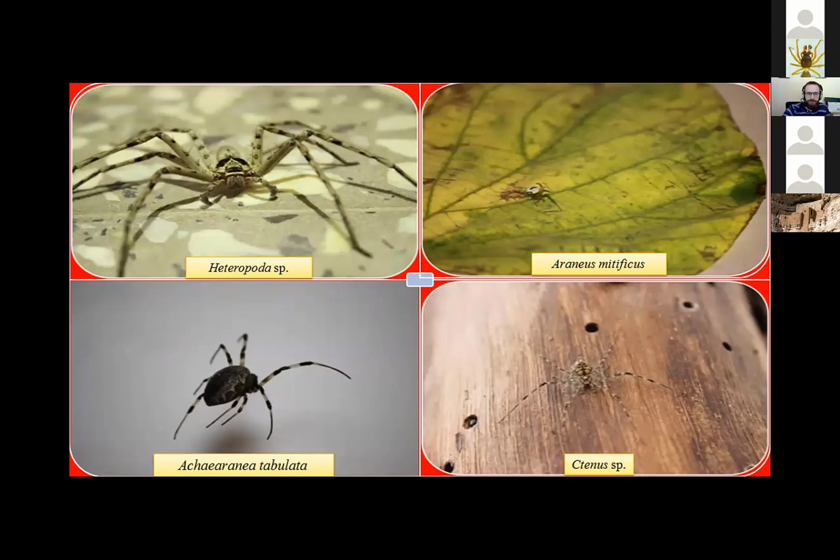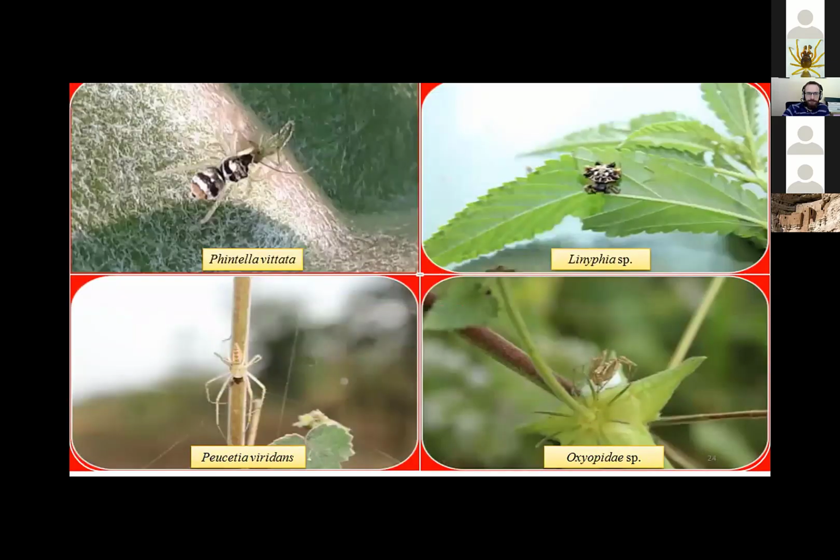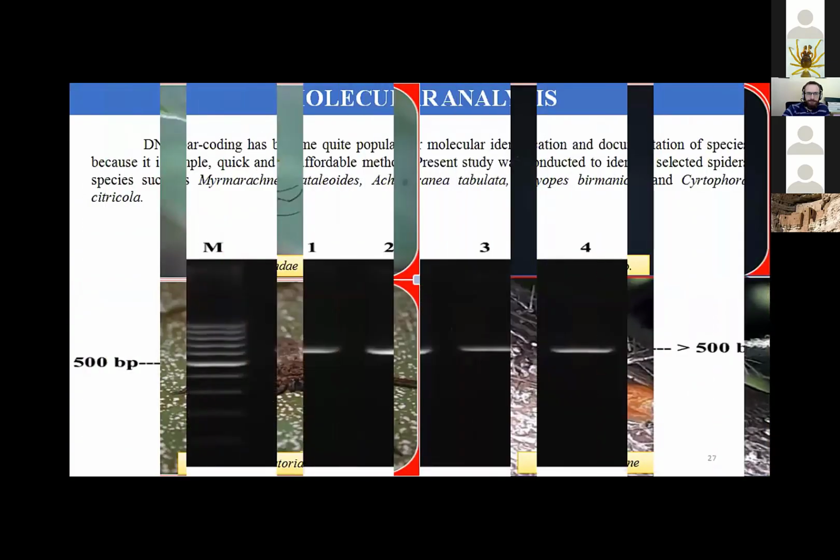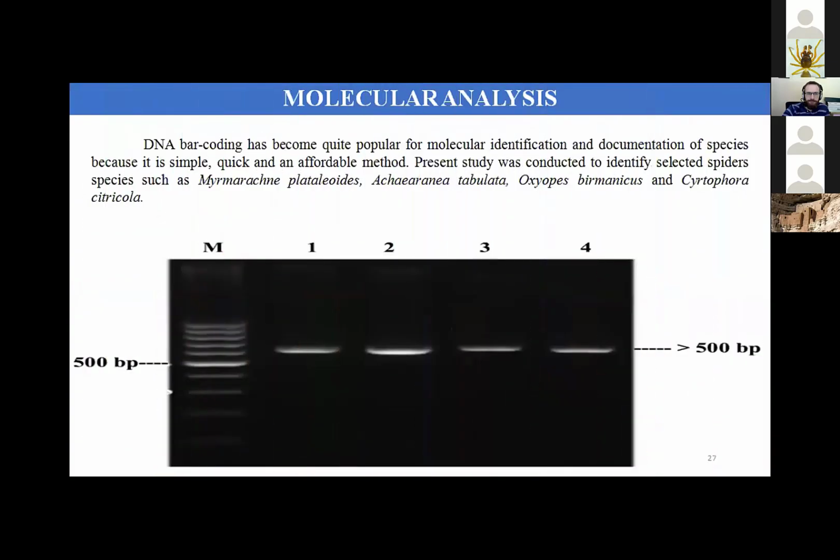And for the first time we are reporting in India Acarina tabulata, Satana species and Pintala vitata. These species were observed in my study area. So I am using molecular studies.